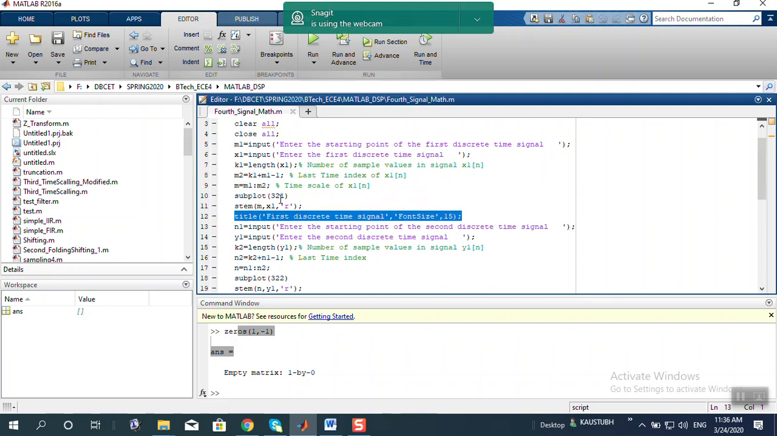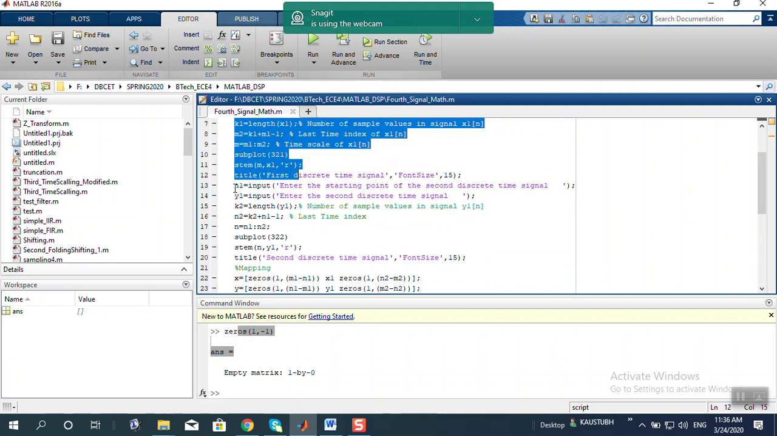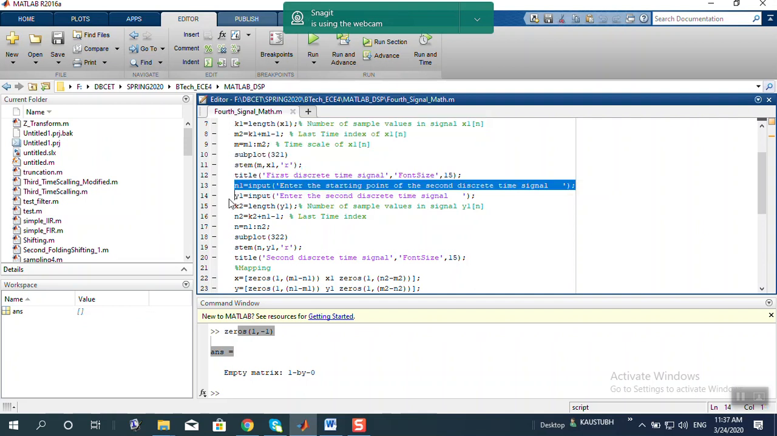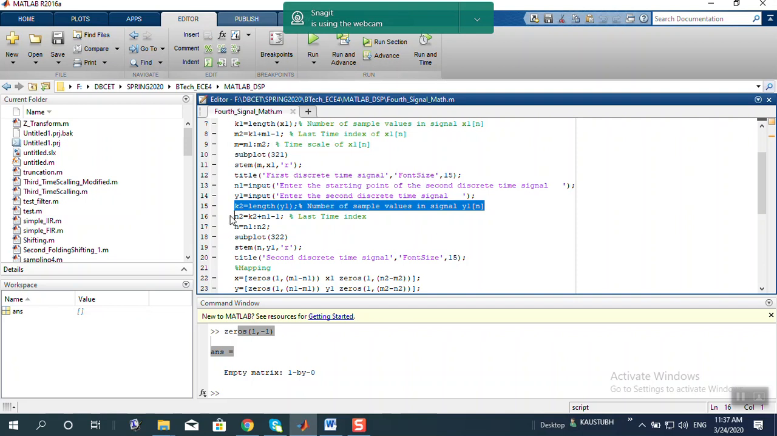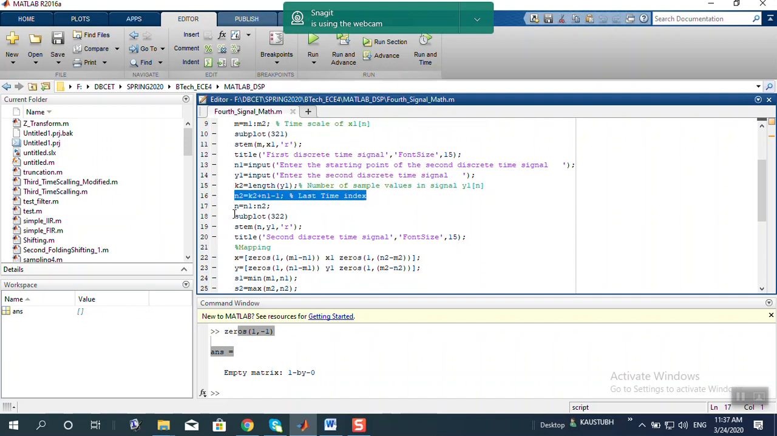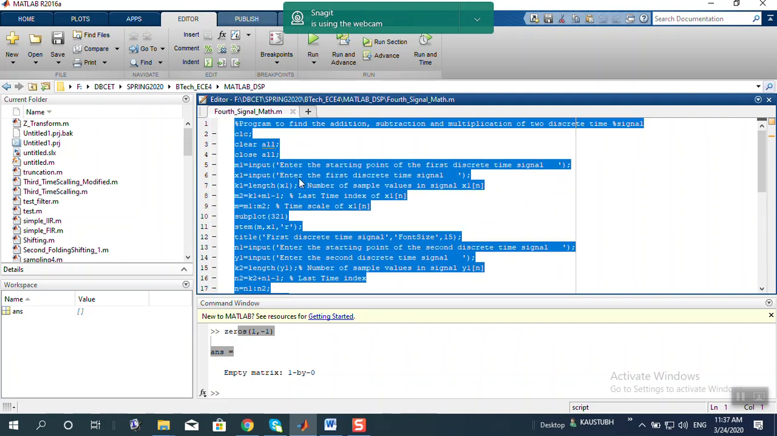Similarly, we are just following the same procedure for the next signal. So for the next signal I am considering time n1, n2. So n1 is the starting time of the second signal, y1 is the sample values of the signal, k2 is the length of the signal y1, n2 is the ending time index of the signal y1, and the time scale for the signal y1 is n1 to n2. Again subplot, plot, so up till this, both the signal representations are done.